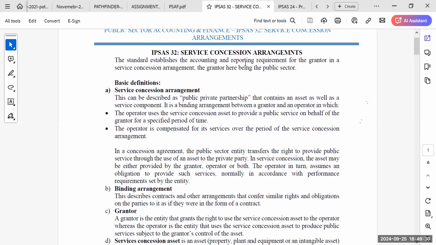A binding arrangement is just a contract that is stating the rights and the terms and conditions that has to guide the arrangement. That is what we call the binding arrangement.